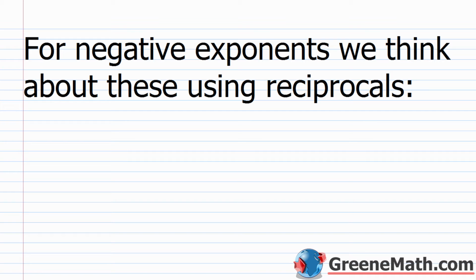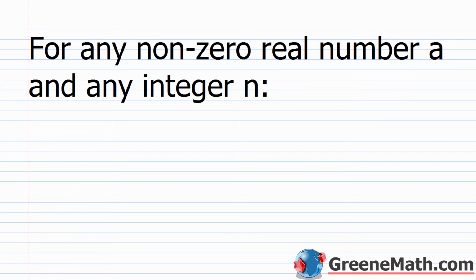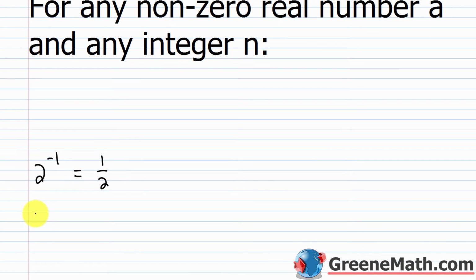So now let's talk about negative exponents. For negative exponents, we think about these using reciprocals. So I want you to recall that we had 2 to the power of -1, and this was equal to 1 over 2, or 1/2. We had 2 to the power of -2, and this was equal to 1/4. We saw 3 to the power of -1. This was equal to 1/3. We saw 3 to the power of -2. This was equal to 1 over 3 squared, or 1/9.